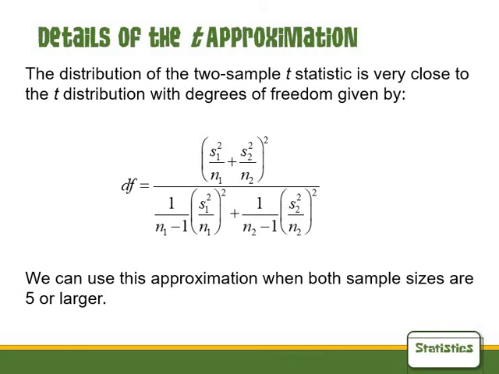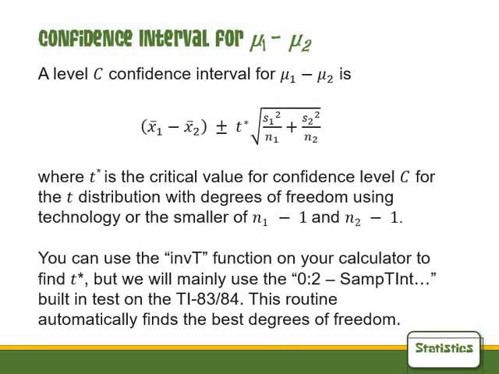The distribution of that two-sample t statistic for x1 bar minus x2 bar is very close to a t distribution with this degrees of freedom, this big combination of the sample sizes and the standard deviations. And they say this is a good approximation we can use in relatively small cases, when both sample sizes are at least 5 or larger, that this is a fairly accurate measurement of the degrees of freedom. So we can do confidence intervals and we can do hypothesis tests.